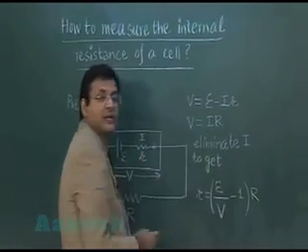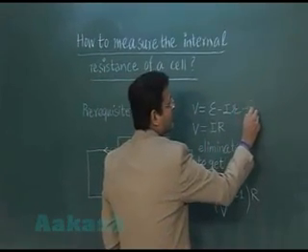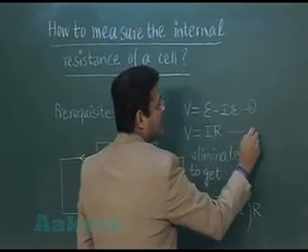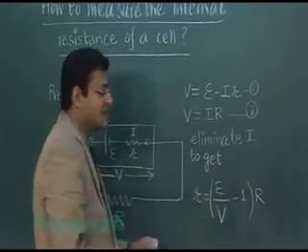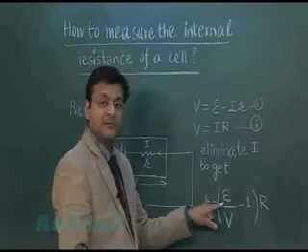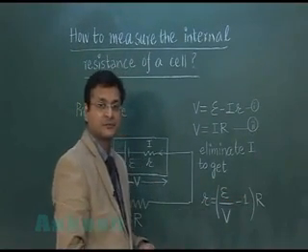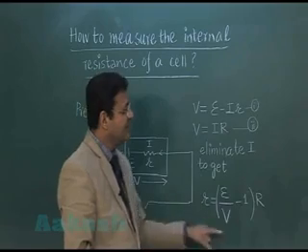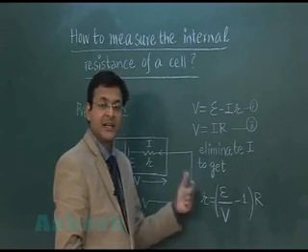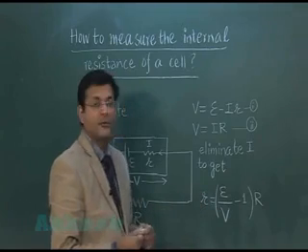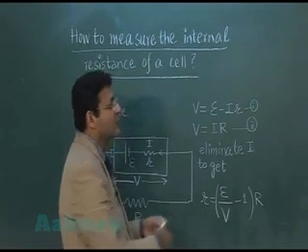In case you eliminate capital I from these two equations, then you will get the expression for internal resistance in terms of EMF, terminal voltage and external resistance. And essentially we will be using this formula to calculate the internal resistance with the help of a potentiometer instrument. Now let us see how we do that.